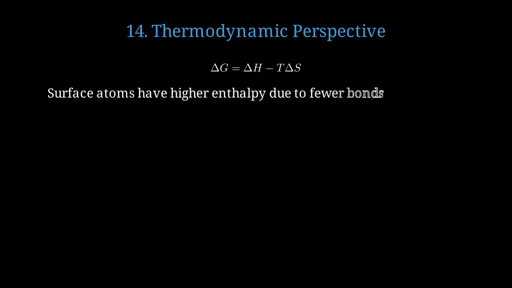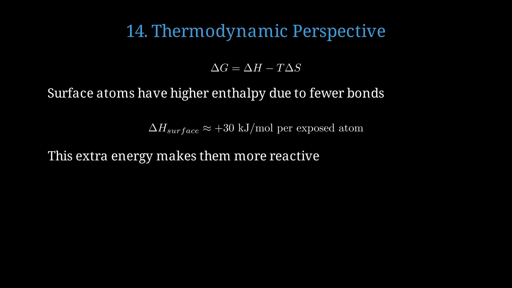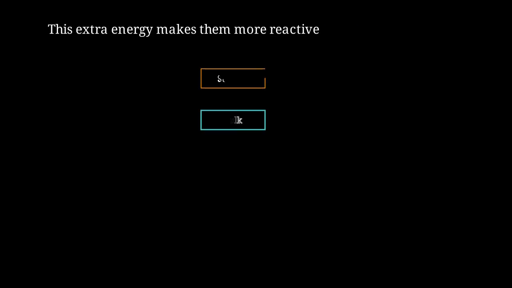Let's understand this from a thermodynamic viewpoint. The change in Gibbs free energy equals enthalpy change minus temperature times entropy change. Surface atoms have higher enthalpy because they have fewer neighboring bonds, making them less stable. Each exposed surface atom adds roughly 30 kilojoules per mole to the system's enthalpy. This extra energy stored in surface atoms makes them thermodynamically favorable to participate in reactions that can lower their energy. The energy difference between stable bulk atoms and reactive surface atoms drives the enhanced catalytic activity.